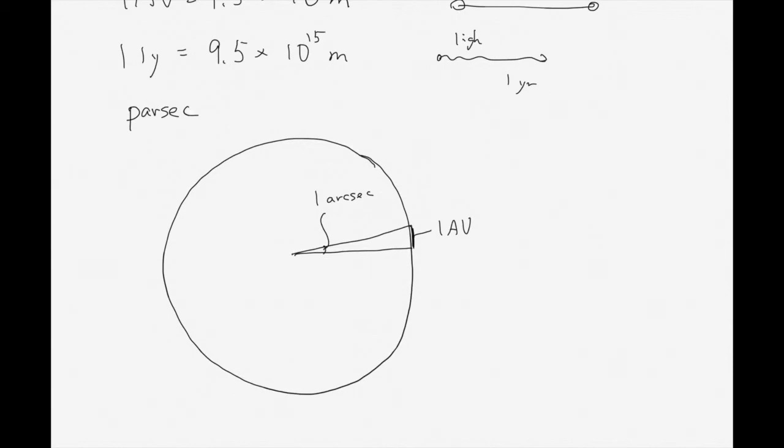This 1 arc second is much smaller than 1 degree. 1 arc second equals 1 over 3600 degree. Okay, this is a really small angle. So you could consider this circular segment. Then the radius of the circular segment becomes 1 parsec. So this is 1 parsec. This is the definition of the parsec.